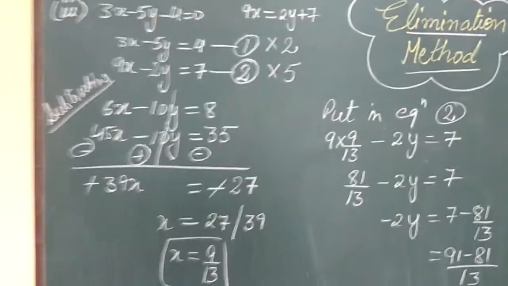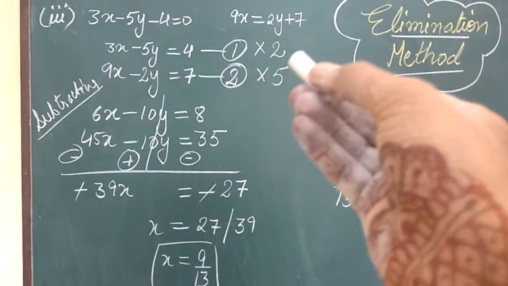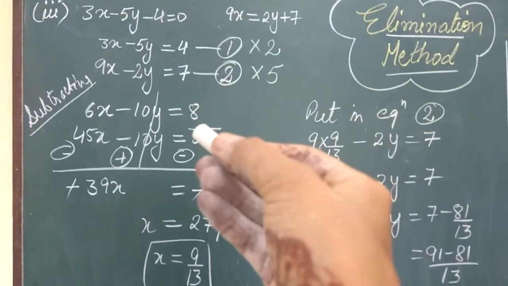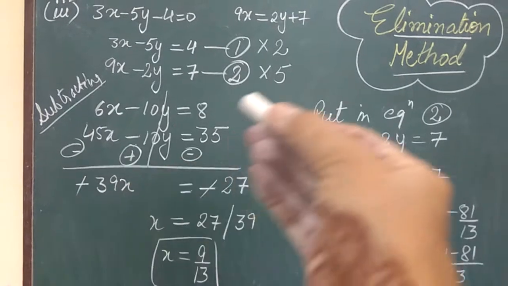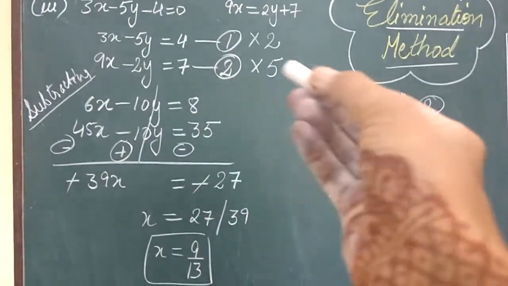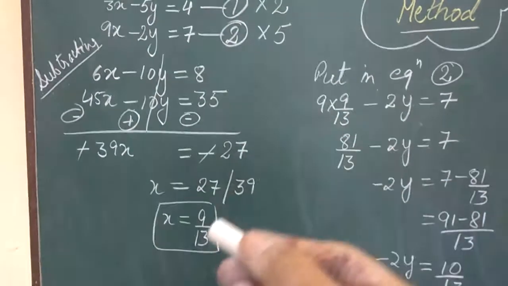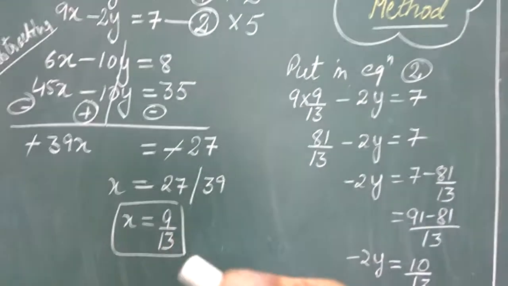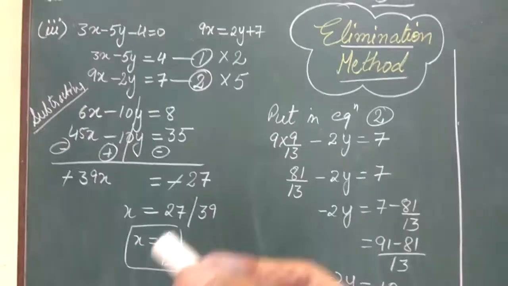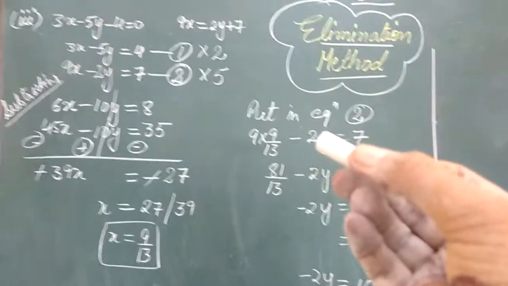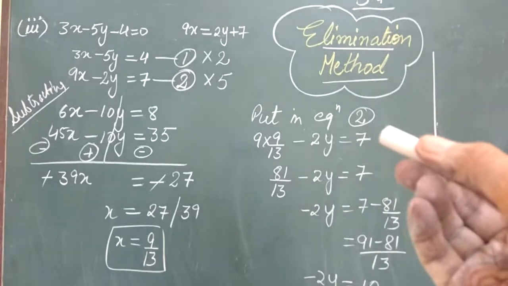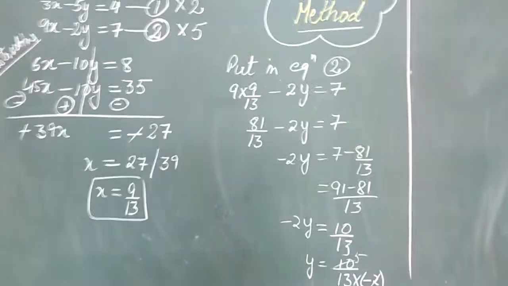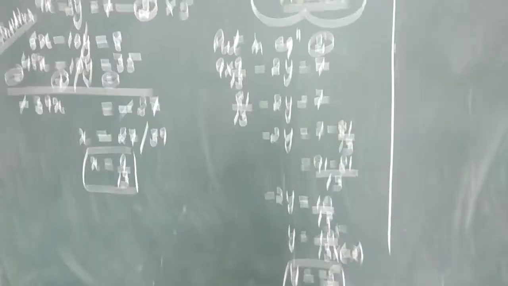So dear students, 2 3s are 6, minus 2 5s are 10 is equal to 2 4s are 8. 5 9s are 45x, minus 2 5s are 10, 7 5s are 35. Solve it. You'll get the value of x by converting it into simplest form, 9 by 13. Now either put the value of x in equation 1 or 2. This time I have put the value in equation 2, so that you can see there is no difference. You will get the same answer by using both the equations.